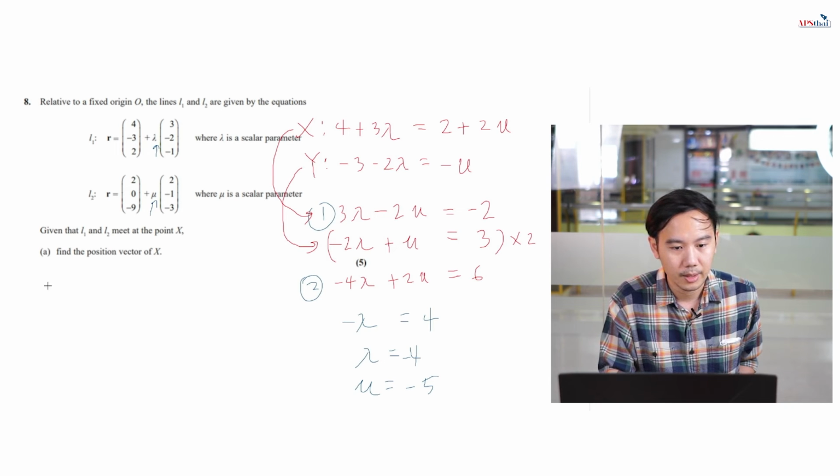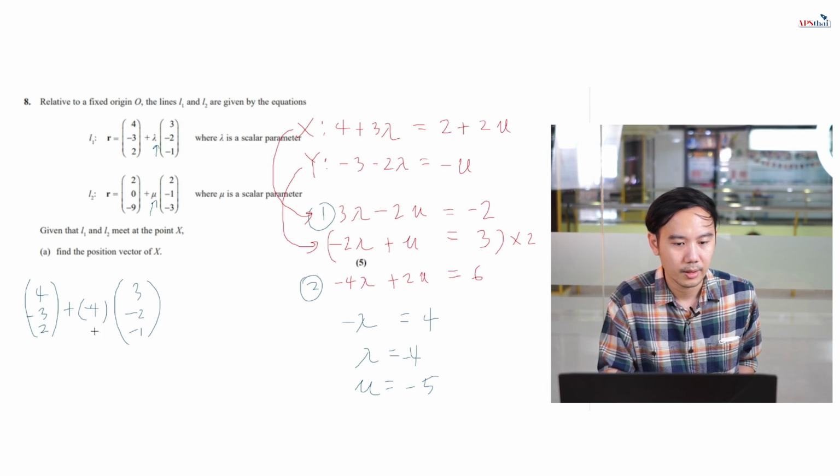So let me show you. The first one will be 4 plus 3 times negative 4, which is 4 plus negative 12, which is negative 8. The next is going to be minus 3 plus 8, which is 5. And the last one is going to be 2 plus 4, which is 6. So that should be our answer.